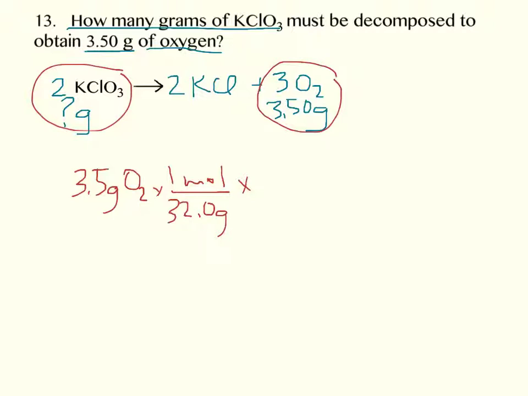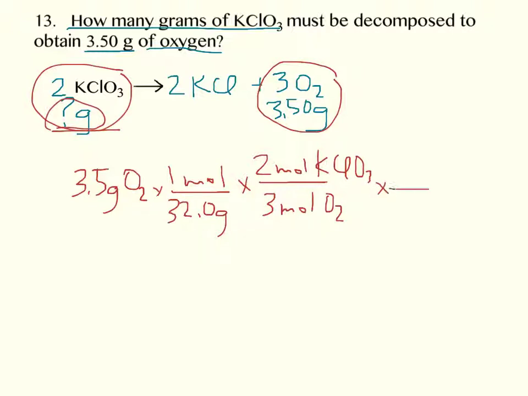But I don't really want the moles of oxygen. Of course, I want the moles of KClO3. So one more step says that for every 3 moles of oxygen, I've got 2 moles of KClO3. And so that's the moles of KClO3, but I don't actually want that. I want the grams of KClO3. So one more step says for every 1 mole of KClO3, we have a certain number of grams off the periodic table. So you're going to have to look that up off the periodic table.